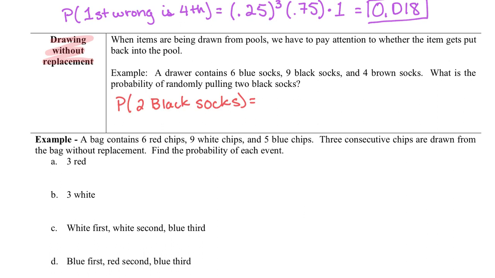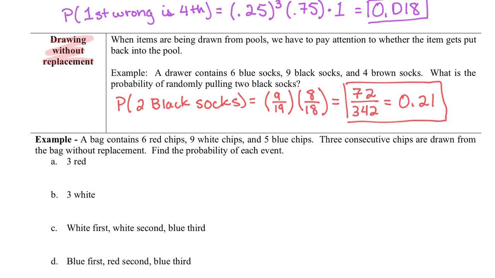If we add it up, we can see there's a total of 19 socks in this drawer. The probability of the first sock being black would be 9 out of that 19, but we're not going to replace that sock. So now there's only 8 black socks left, and there's only 18 total socks left. We end up with 72 out of 342 is our probability, or about 21%.